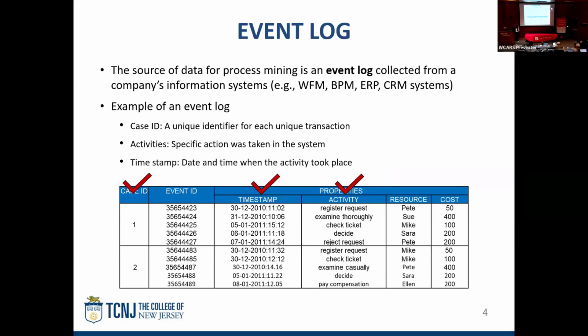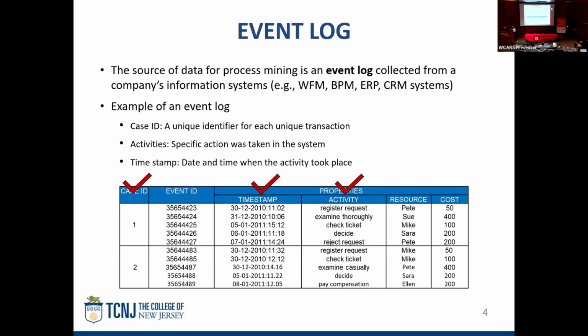There's a source of data to do process mining analysis, which is called an event log, and this data is normally extracted from companies' information systems, such as workforce management systems, business process management systems, enterprise resource planning systems, etc. This is a very simple version of what an event log looks like. It consists of case ID, event ID, timestamp, activity, etc.